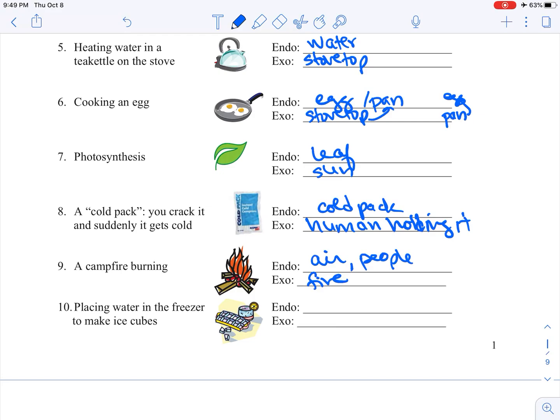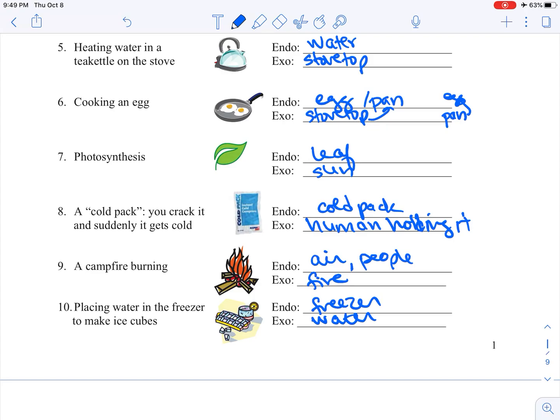Finally, placing water in the freezer to make ice cubes. So be careful because we're talking about getting colder. What would be absorbing the heat? That would actually be the freezer. And what is giving off the heat? The water. The water will be giving off its heat to the freezer, and then it will become solid ice.